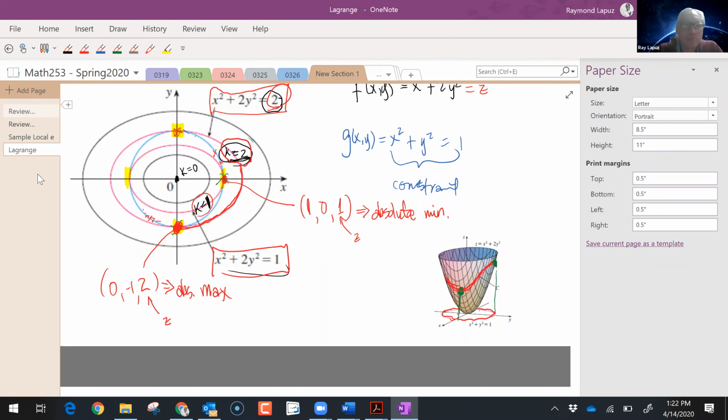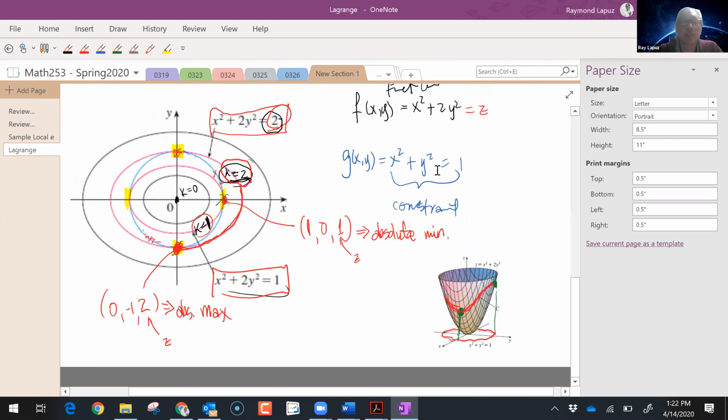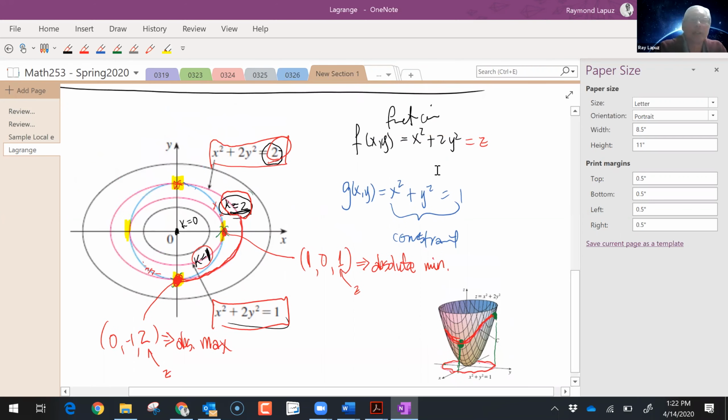All right. So it is the absolute minimum and maximum for the level curve, not the constraint. It's the absolute maximum and minimum of the function. So let's say this right. It's the absolute max and minimum for the function given this constraint.